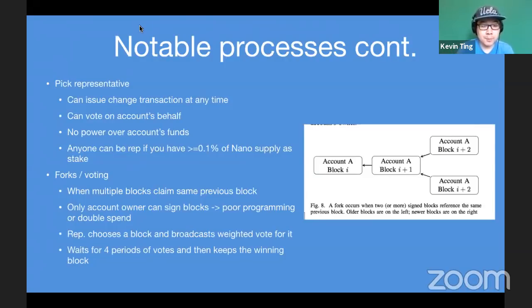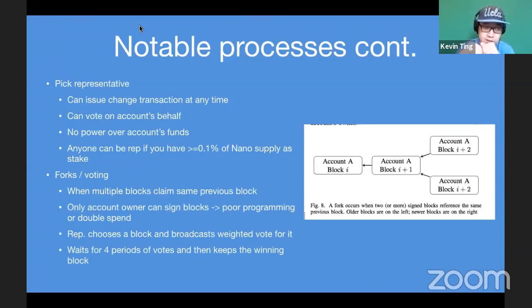This happens when multiple blocks claim the same previous block. Remember, every account chain has a chain of blocks. You have to reference a prior block and then update your balance on top of that. So it is possible for two different blocks to be swirling around that reference the same prior block, but only an account owner can sign blocks. So that means an account controlled by you must have signed two conflicting blocks. That's possible if there's poor programming in the software controlling it, or if a double spend is being attempted. Obviously we don't want that to happen because that would break the whole protocol and the whole system.